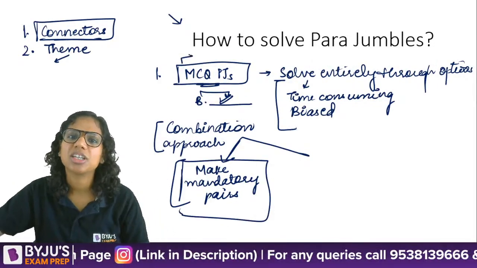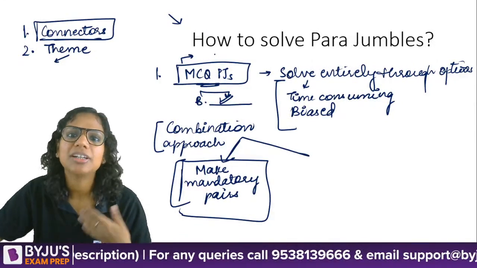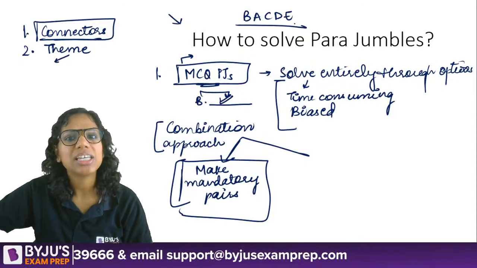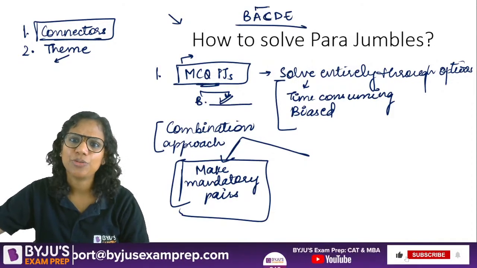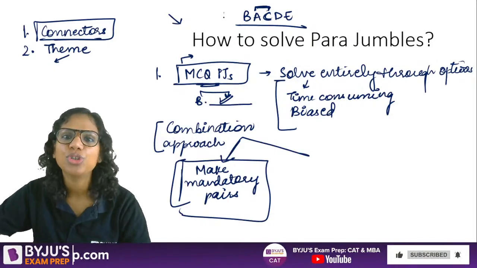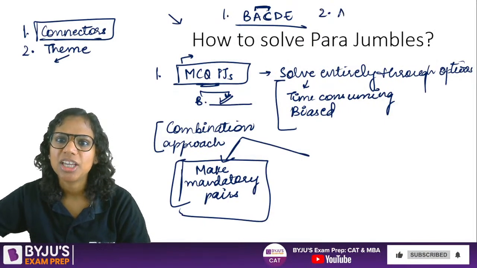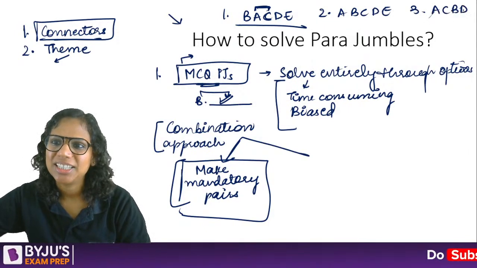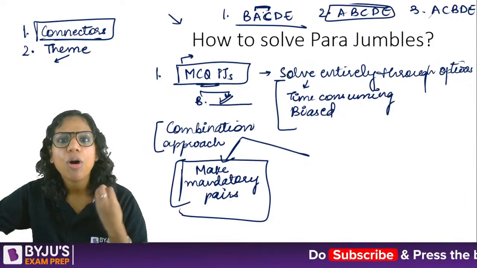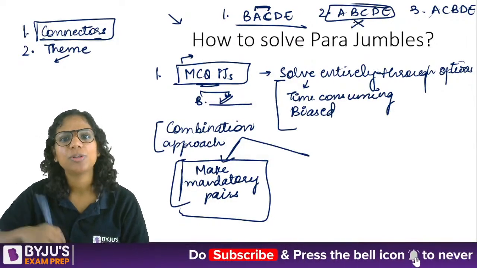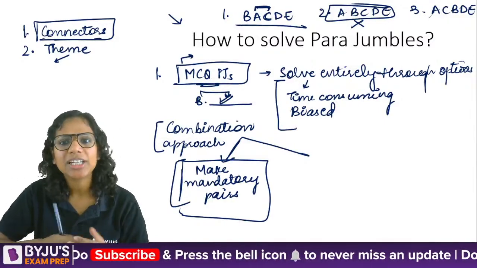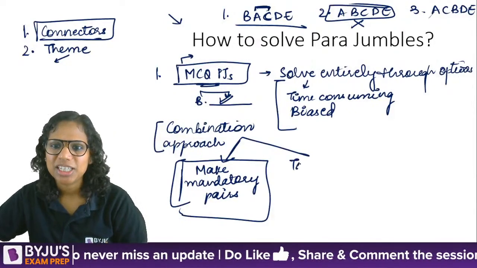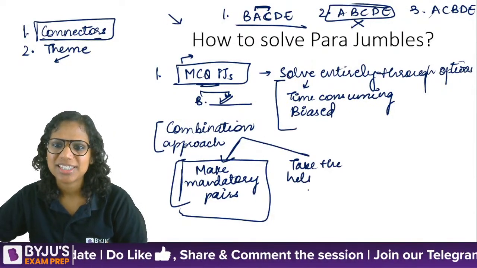However, because options are given to you, you are not required to make an entire sequence. So let's say the correct answer has this sequence B, A, C, D, E, and you identified AC as a pair. Now go through the options. Let's say this one has A, B, C, D, E. This one has A, C, B, D, E. So the moment you identify that AC is a mandatory pair, you are able to eliminate two. So take the help of options, but don't solve completely through options.